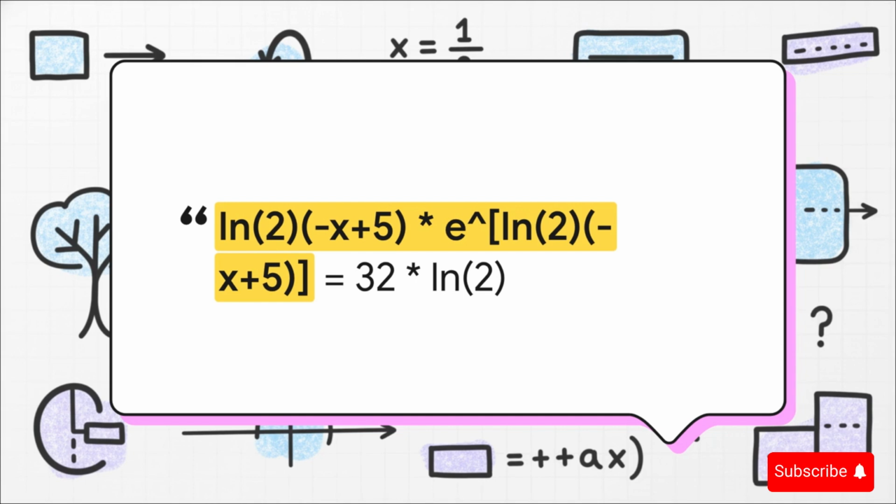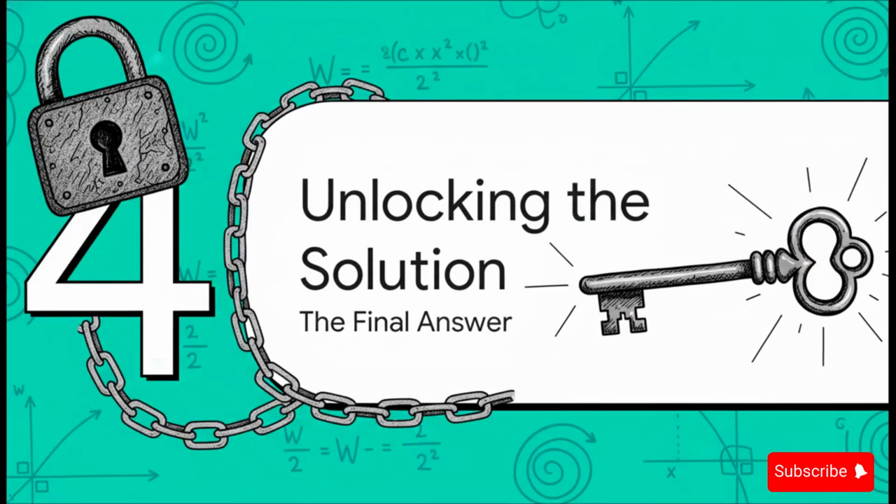And there, it's done. Look at that left side. We have the natural log of 2 times (5 minus x), all times e raised to the power of that exact same thing. That is our a times e to the a. We forged the lock. Whew. Okay, the hard part is over. The metal has been hammered into shape. The lock is ready. Now, it's time to get the key and open this thing up.